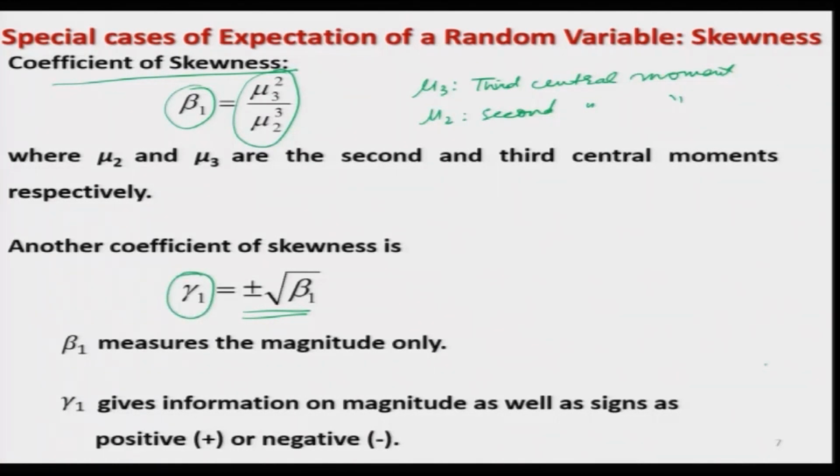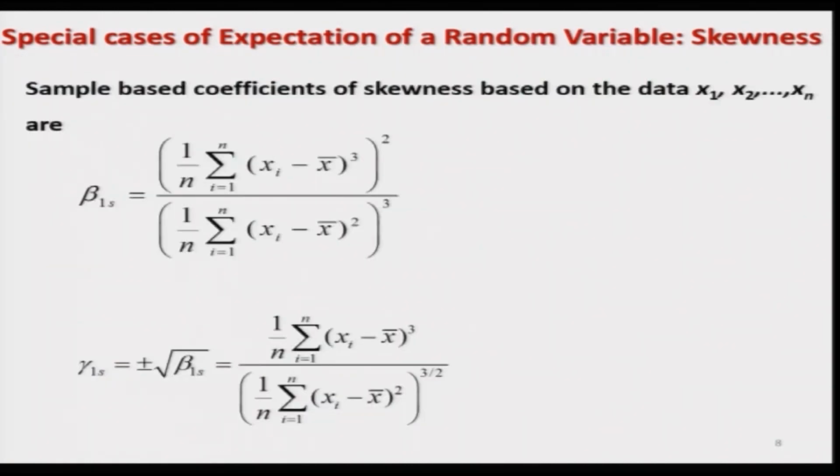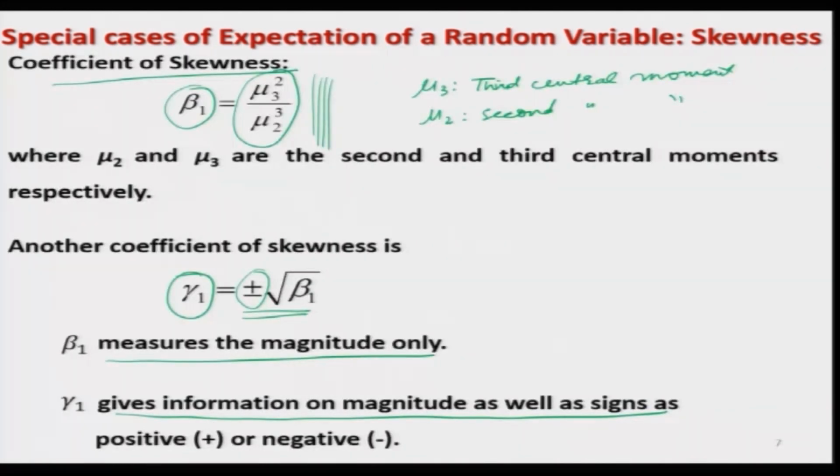Right. And this is also a measure of skewness, and the difference between beta 1 and gamma 1 is the following: beta 1 measures only the magnitude. You can see here this is going to be a positive quantity always, whereas in case of gamma 1, this can take a value, say, plus or minus. So, this gamma 1 gives information on magnitude as well as the sign, whether the curve is positively skewed or negatively skewed.